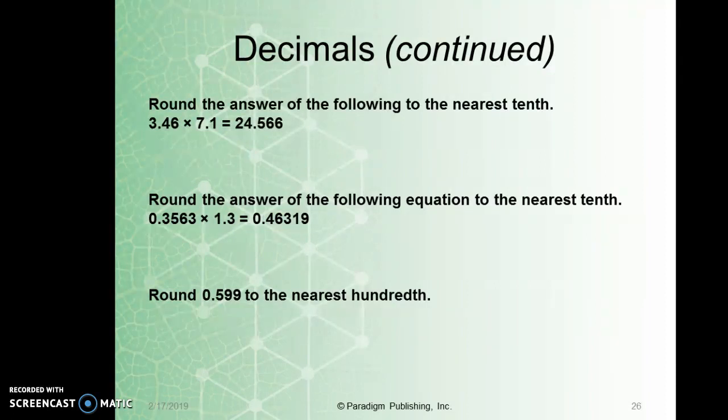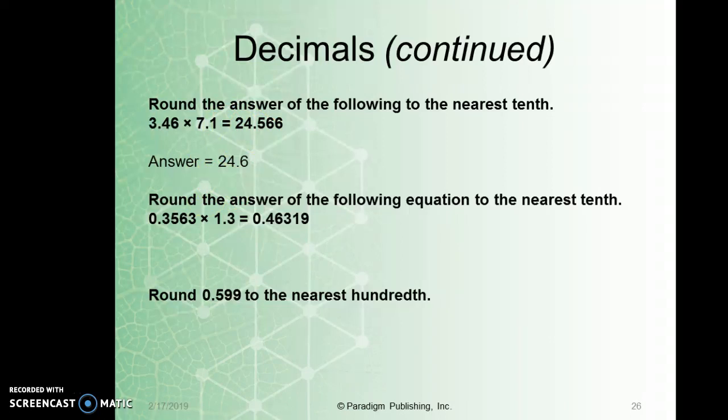Round the answer to the following to the nearest tenth place. After you've multiplied 3.46 times 7.1, the answer is 24.566. Now the tenths place is the 5. So we're going to look at the number next to the 5, which is a 6. 6 is greater than 5, so that 5 becomes a 6. So our answer is 24.6.